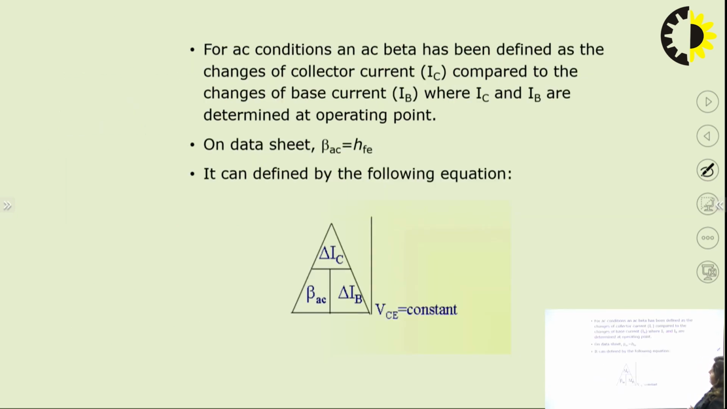For AC conditions, an AC beta is defined as the change of collector current, IC, compared to the change of base current, IB, where IC and IB are determined at a particular operating point. On the data sheet, we can find that beta AC is equivalent to hFE, and it can be defined by the following equation: beta AC equals delta IC upon delta IB. By this way, we can define our alpha and beta for the common emitter configuration.